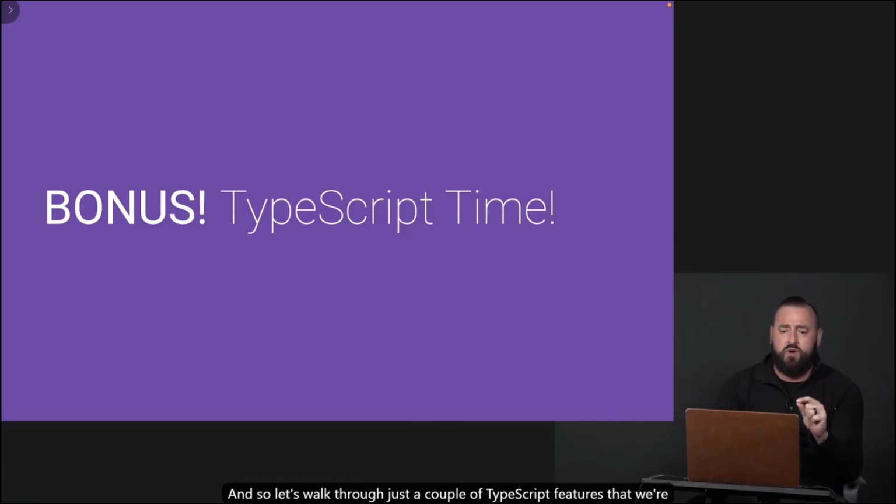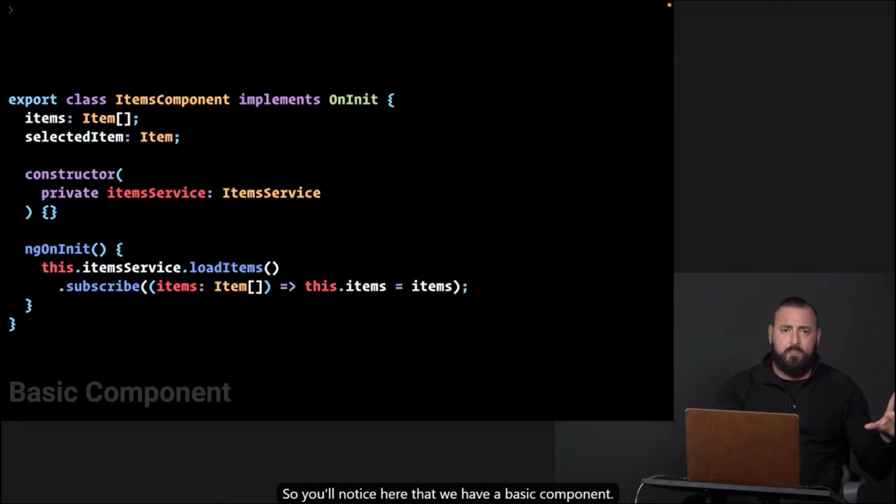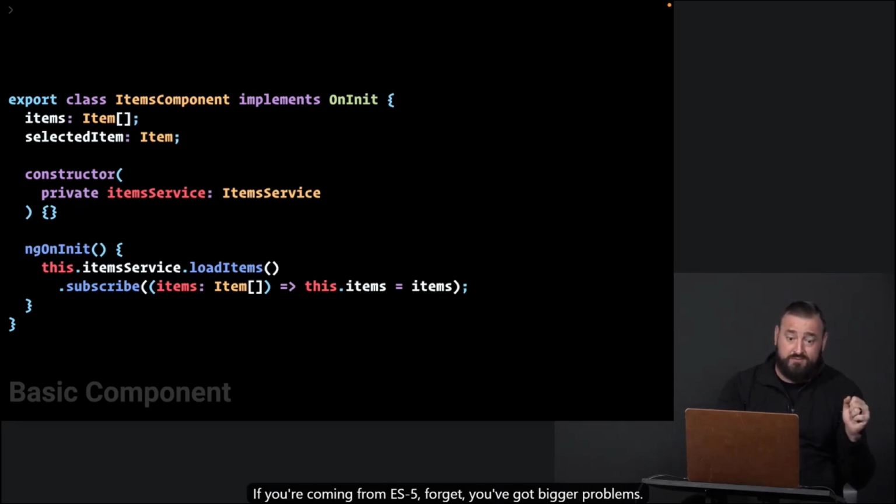And so let's walk through just a couple of TypeScript features that we're going to see today and what they are, what they do, and why they're useful. So you'll notice here that we have a basic component. And this is in TypeScript, and there are a number of things that are happening in this bit of code that if somebody's just coming from like ES6, they're going to say like, wait a second, you can't do that. If you're coming from ES5, forget it, you've got bigger problems.